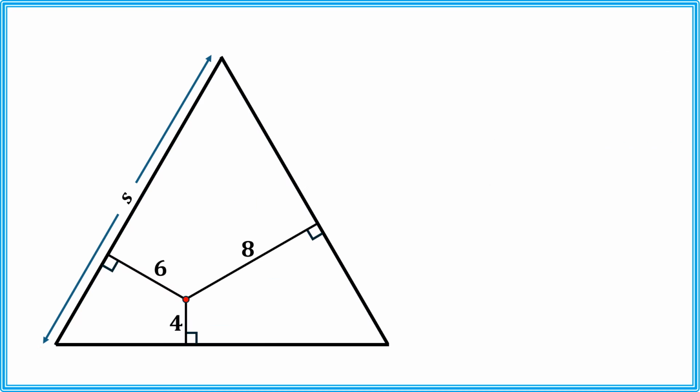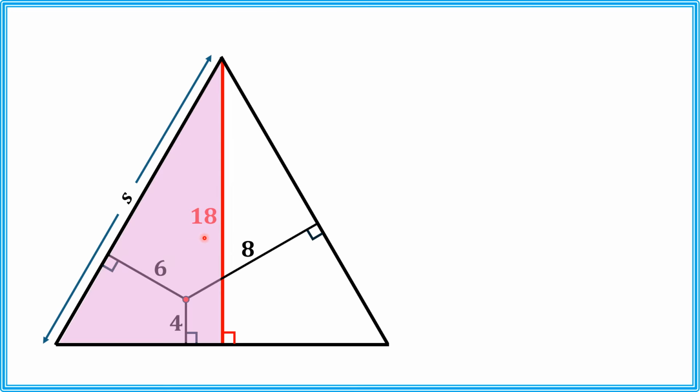Since the problem is given with lengths 4, 6 and 8, the height of this triangle must be the sum of these according to Viviani's theorem, which is 4 plus 6 plus 8, that is 18.